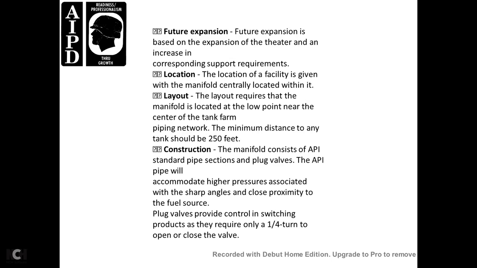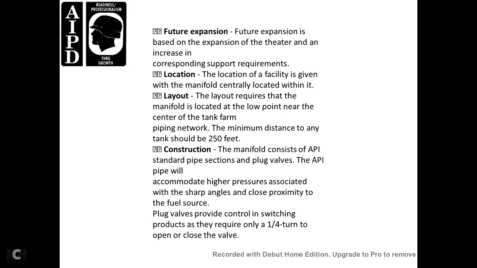Future expansion is based on the expansion of the theater and an increase of the corresponding support requirements. The location of the facility is given with the manifold centrally located within it. Layout requires that the manifold be located at a low point near the center of the tank farm piping network. The minimum distance to any of the tanks should be 250 feet.